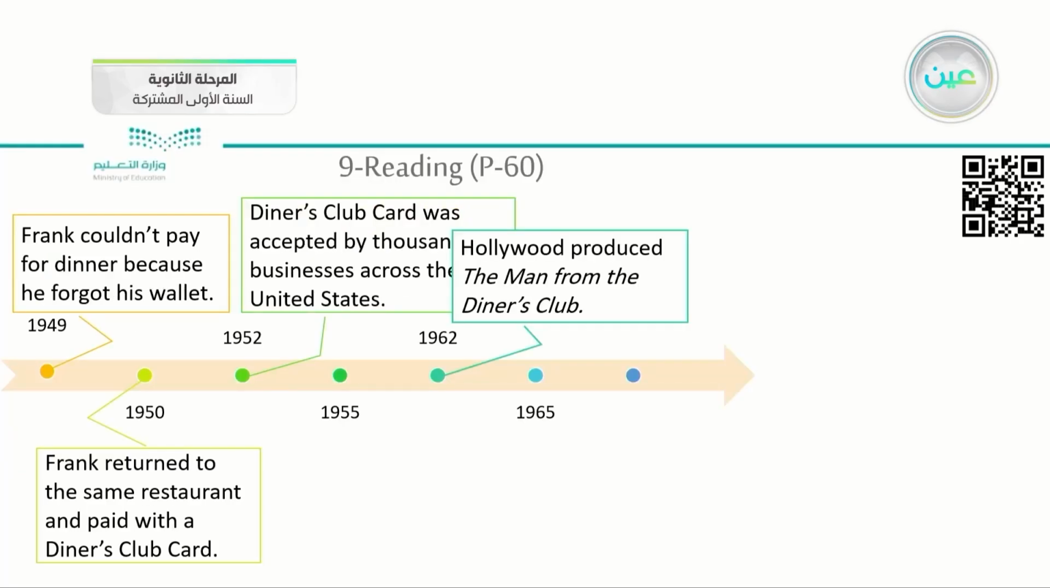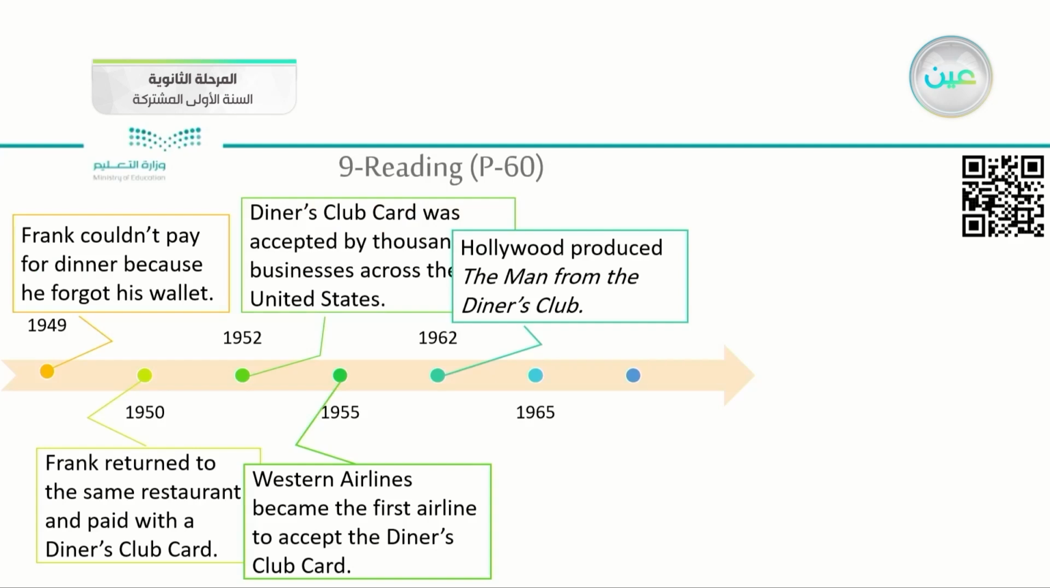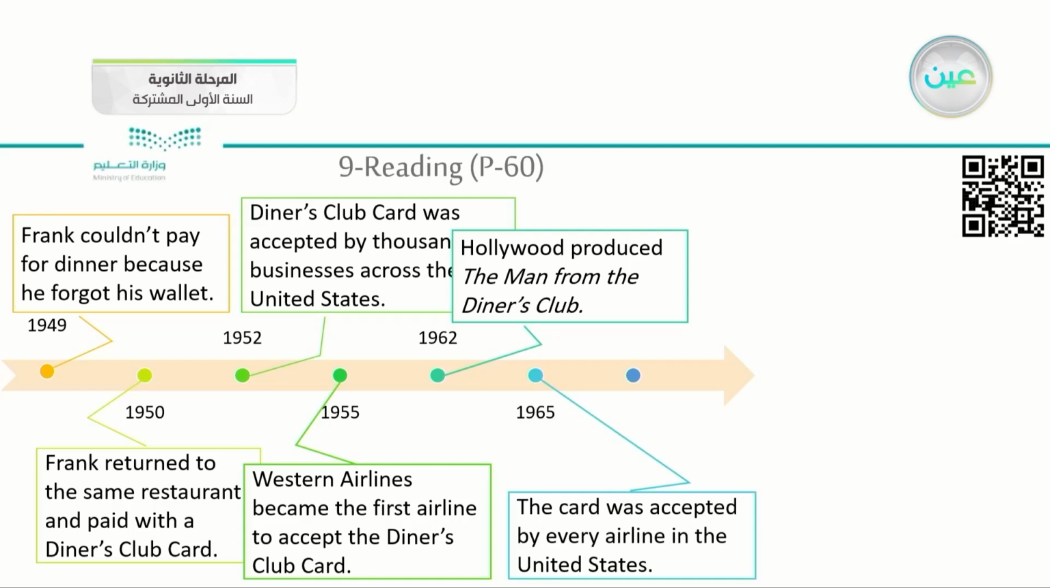From the paragraph, we have noticed that there is a mention of 1955. In 1955, Western Airlines became the first airline to accept the Diners Club card as a merchant. 10 years later, 1965, what happened? The card was accepted by every airline in the United States. So every single airline will accept the Diners Club card.